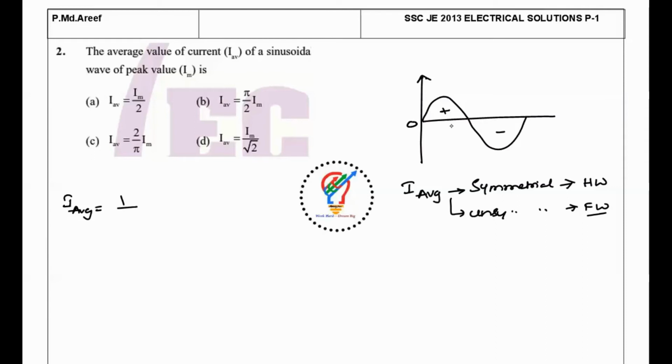Half cycle only, 0 to pi. So integration from 0 to pi of Im sine omega t d omega t. If you solve this, we get 2 Im by pi. The important thing here is that the average value is found for a symmetrical waveform over the half cycle only. If you take the full cycle, the average value will be 0. So for an unsymmetrical waveform we'll choose the full cycle here.